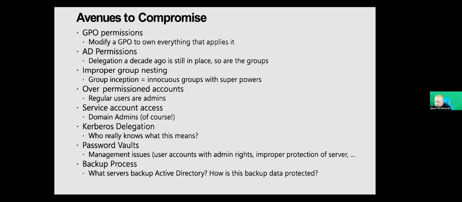Avenues to compromise, right? GPO permissions. If they want to modify security, they can modify GPO to kind of own everything that's within it. Obviously, they can modify AD permissions. Improper group nesting, right? Within groups, we see a lot of techs just don't understand group security at all, right? It's almost across the board. If they haven't had traditional training, that's what happens.